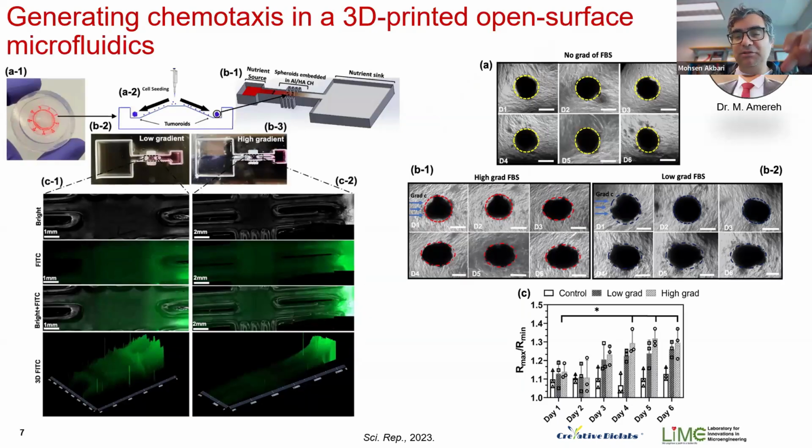So we first generated the tumoroids using the insert that I showed you from glioma cell lines, and then transferred these tumoroids from the inserts and placed them into an open surface microfluidic device that you can see here. This device has two main reservoirs, a source reservoir and a nutrient reservoir. In the center, there is a chamber in which we place the tumoroids, embedded in an extracellular matrix.